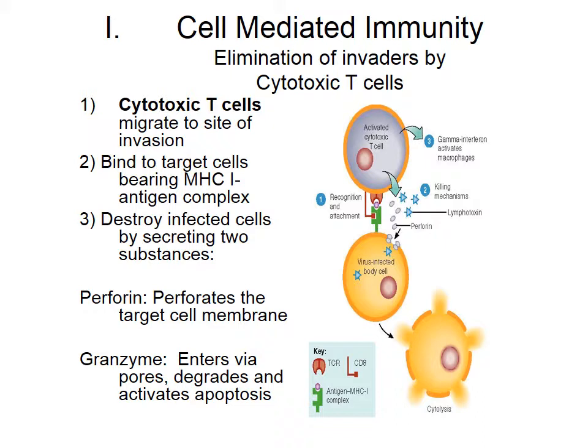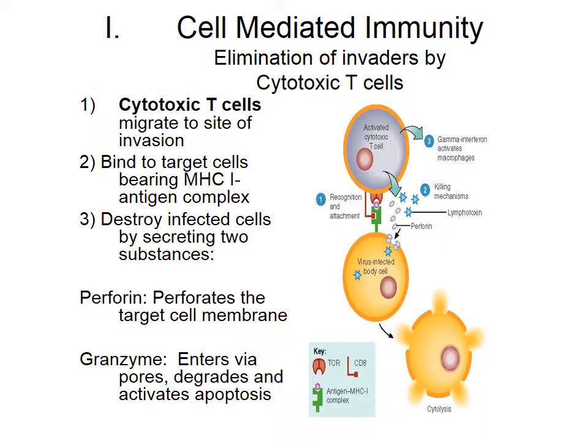Cell-mediated immunity is the other side of the coin of the adaptive immune response, which is antibody-mediated immunity. Antibodies more target an obvious pathogen, whereas the cell-mediated immunity response eliminates host cells that have been infected by viruses.